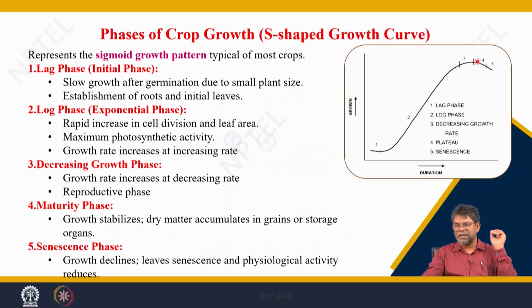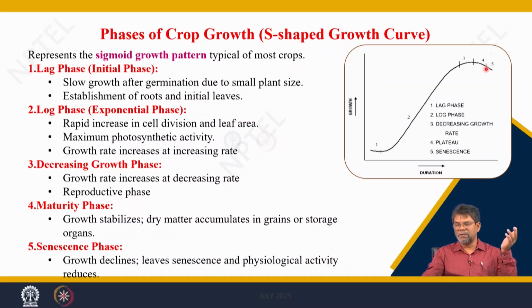Then stage 4 comes, the plateau. Plateau means it is almost going to the maturity phase, the grain ripening phase. So there is a grain filling phase. In the plateau phase, there is no further increase of biomass. In the grain filling phase, the biomass accumulated in the plant parts gets transferred to the storage organs, and then the crop matures at the end of phase 4. If you do not harvest here, this is the right stage to harvest.